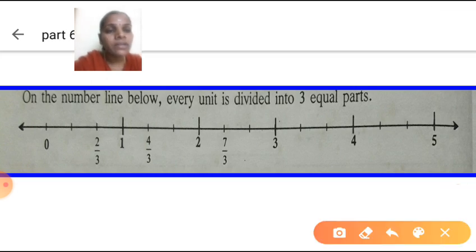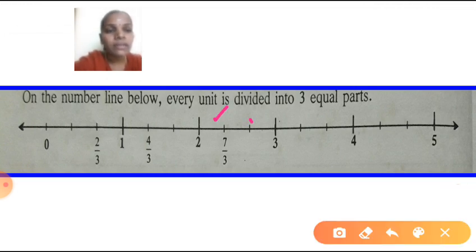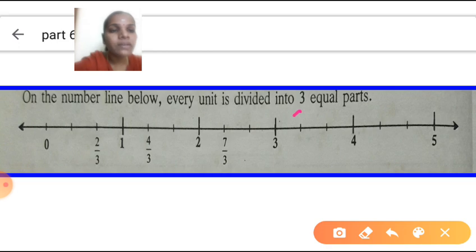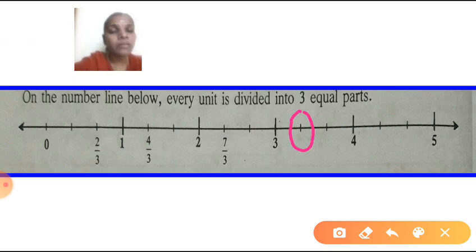Yes, see here. This is 7 upon 3, 8 upon 3, 9 upon 3. Here at 9 upon 3, what am I writing? Yes, 3. Why? Because 9 upon 3, what is the answer? 3. Next one is 10 upon 3. So where will 10 upon 3 come? Yes, after 9 upon 3, the 10 upon 3 will come.